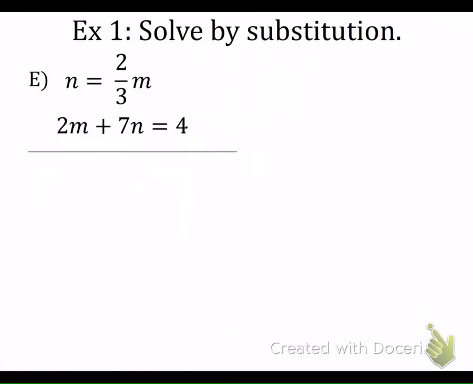All right. Now, the variable n is already by itself. So I'm going to go with that one. You go ahead and go for it and let us know how it turns out, okay? So n is already isolated. Go with the n. So I'm going to plug 2/3 m in for the n in the second equation. Why would I not do that?